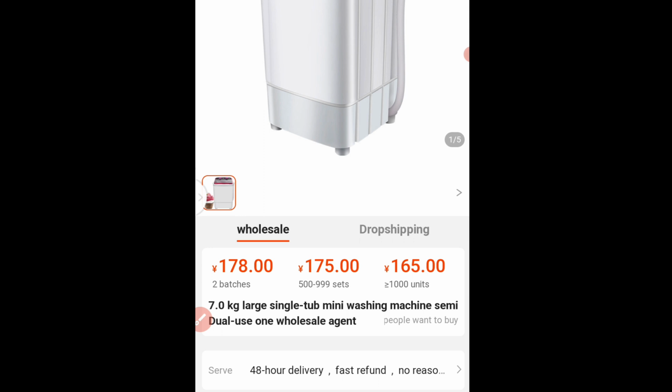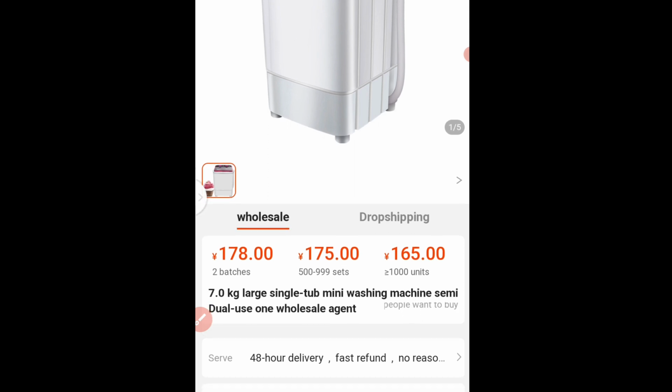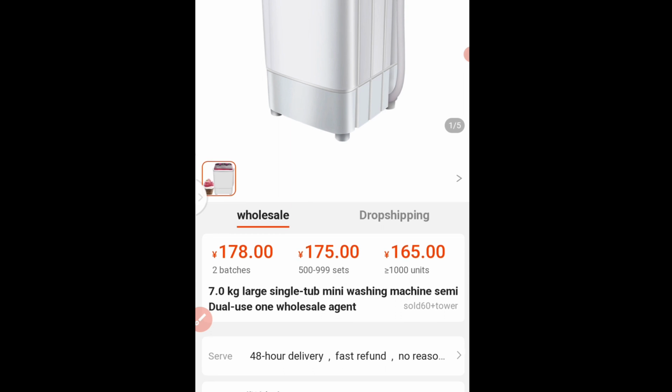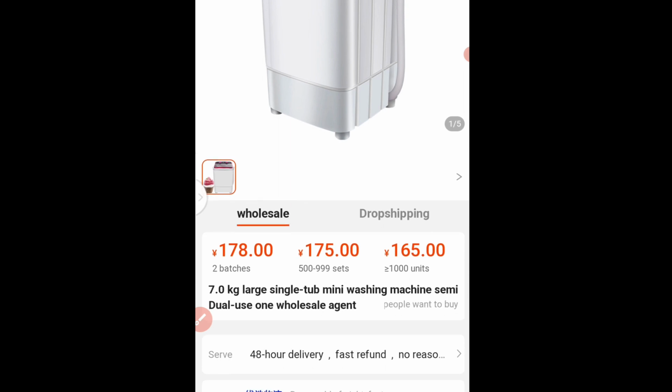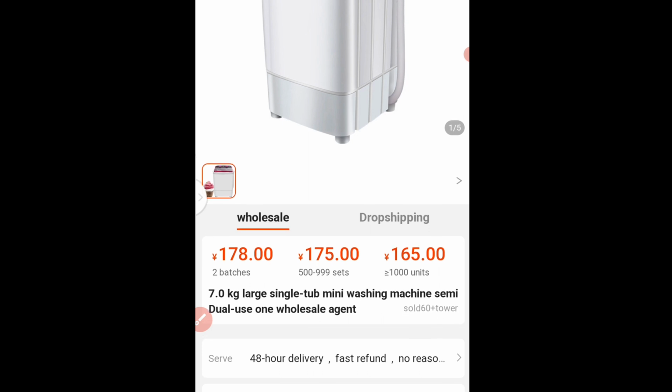You can see that this washing machine is going for 178 yuan. If you're buying two or one, remember you can actually get one. So if you're buying from 500, you get it at 175. If you're buying from 1000, you get it at 165. But I guess we're buying either one or two, right? So let's use 178 yuan. Now what you need to do is just convert this 178 yuan to Nigerian naira.